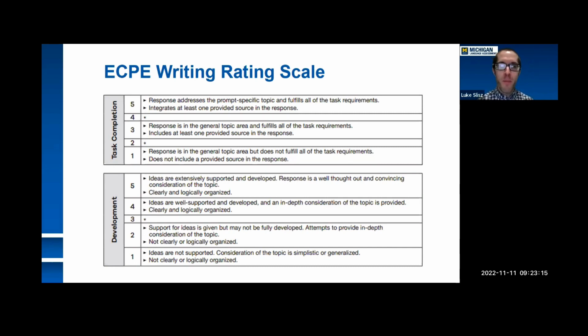It's a very similar thought process for development. A higher scored response is going to have an extensively supported and detailed argument, with many examples and lots of experiences from the test taker included in the response. It'll be very well thought out and convincing, and organized in a logical way that's easy to follow. But if that organization suffers and multiple points are included in multiple different paragraphs that don't really go together, that's going to bring down the development score. And if the ideas do not have as many supporting details, that's going to bring down the development as well.